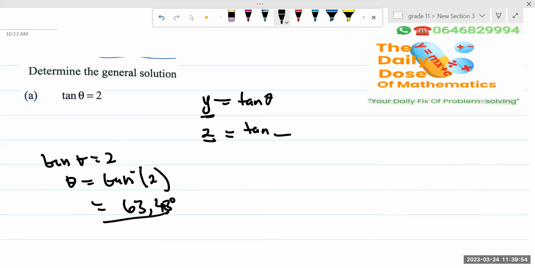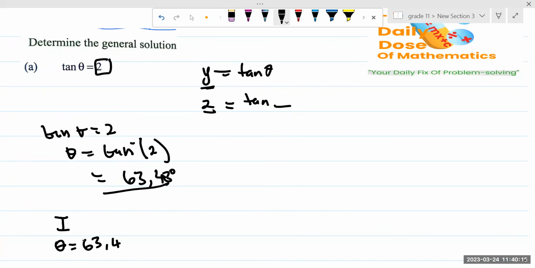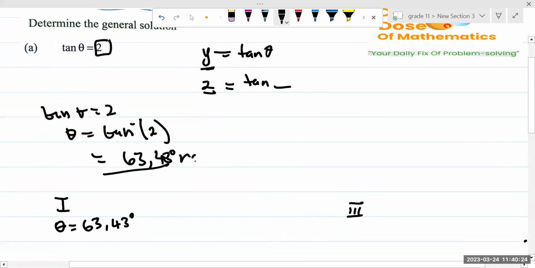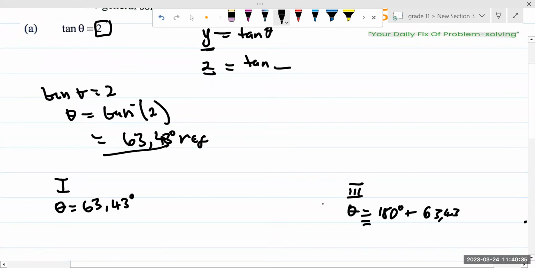Now, this is not the only solution that we have. As we saw, how many solutions did we have in the first cycle? 2. So where are we going to get the other solution? Where is tan going to be positive? Tan is going to be positive in the first quadrant, so we have theta equal to 63.43. And then it's also going to be positive in the third quadrant. So in the third quadrant, this is our angle. Let's not forget, theta is going to be equal to 180 degrees plus 63.43. If you type that in your calculator, what are you getting?